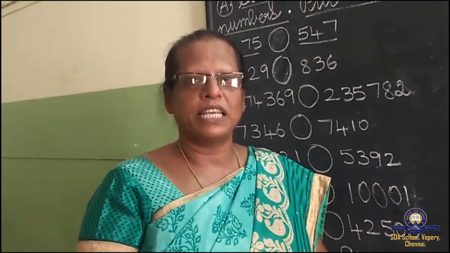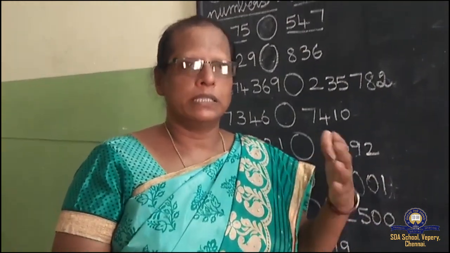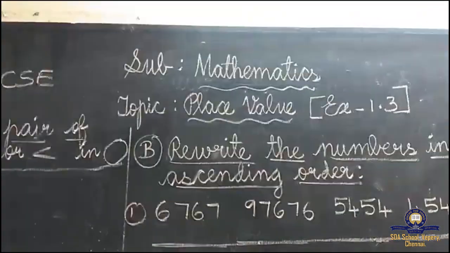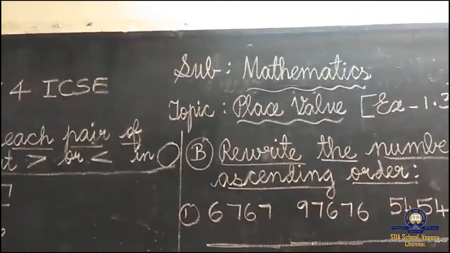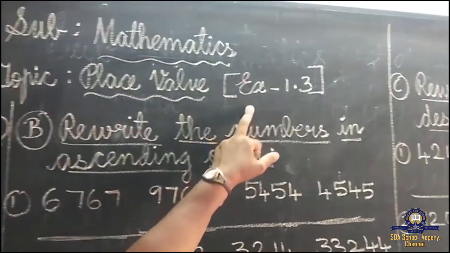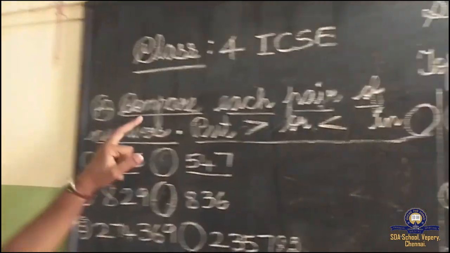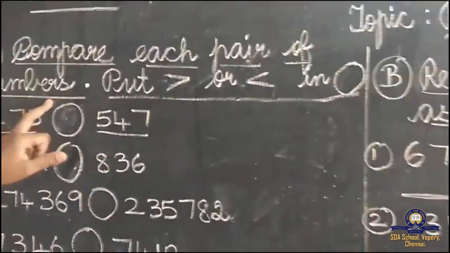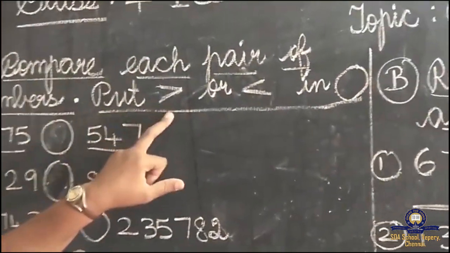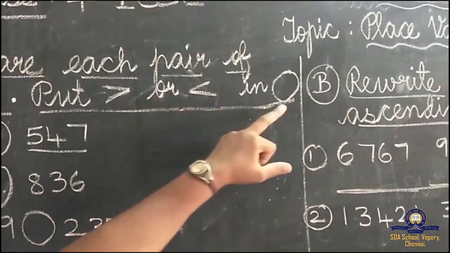Children, today we are going to see mathematics. In the previous two classes, YouTube and Zoom classes, we learned exercise 1.1 and 1.2. Today we are going to see place value exercise 1.3. Okay children, now see, compare each pair of numbers, put greater than or lesser than in the circle.